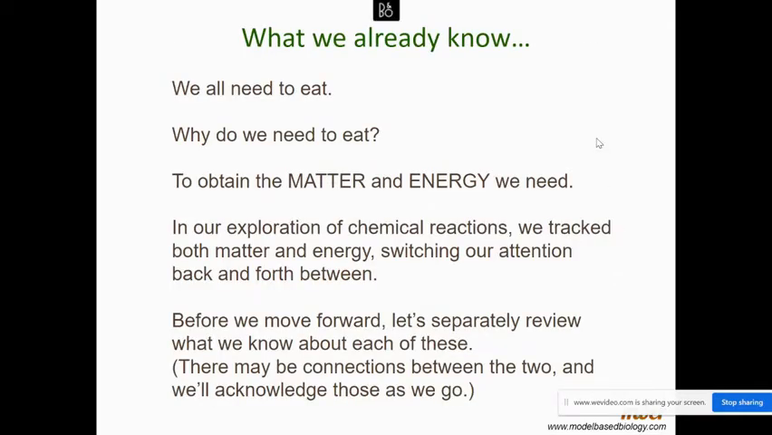So what do we already know, or what have we already learned? You all told me that we all do need to eat. Why do we need to eat? And that is to obtain or get the matter and energy that we need to survive. So that was our main idea last unit.